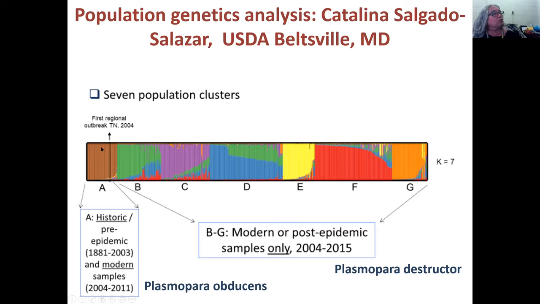But the difference was so striking that this historic population is called Plasmopara abducens. And this post-epidemic population was termed a new species, Plasmopara destructor. And that's what we've got now.